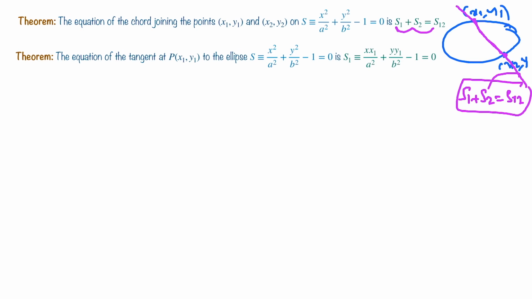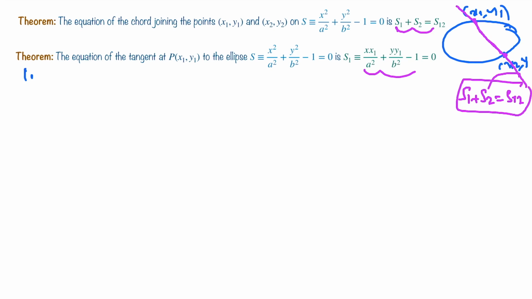Next theorem. The equation of the tangent at a point x1, y1 to ellipse S equal to 0. Here S equal 0 is x square by a square plus y square by b square minus 1 equal 0, the standard ellipse equation, is S1 equal 0. What is S1 here? x x1 by a square plus y y1 by b square minus 1. Okay, that is S1. Again, I am not going to prove this theorem because the proof is similar to what we did in the case of parabola or circle.